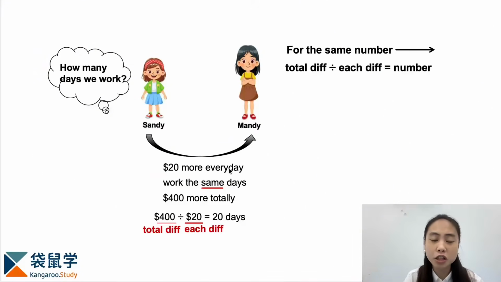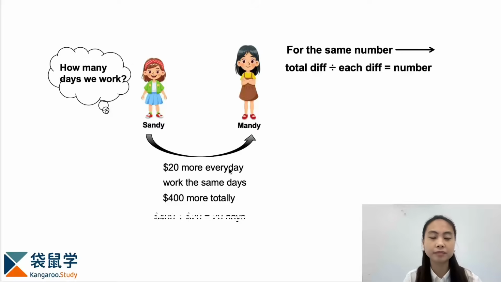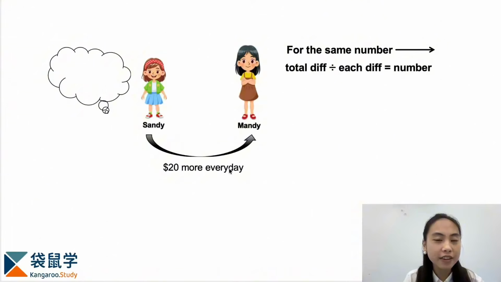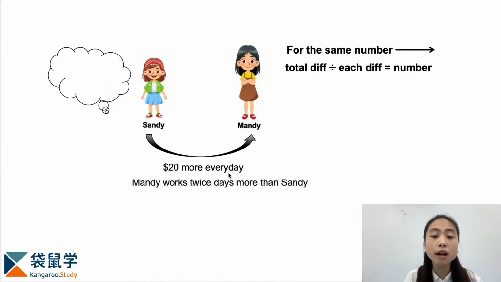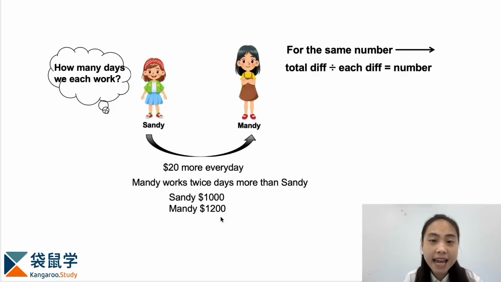Okay, now let's change the condition here. So here, I still can earn $20 more than Mandy every day. But now, Mandy wants to make more money, so she becomes more diligent and she works twice days more than me. In the end, I can earn $1,000 totally, and Mandy can earn $1,200 totally. So my question is, how many days we each work?